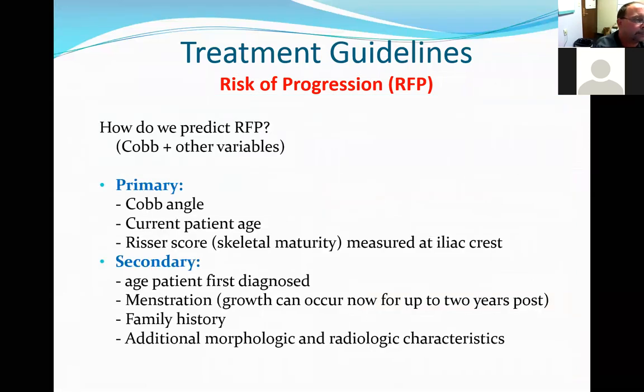So how do we predict risk of progression? It's the Cobb plus other variables. So your primary is Cobb angle, current patient age, your Risser score, which for anybody that doesn't know, that's measured at the iliac crest. The secondary is the age of the patient when first diagnosed. Menstruation: growth can occur now for up to 2 years post menstruation. Family history and additional morphologic and radiologic characteristics.